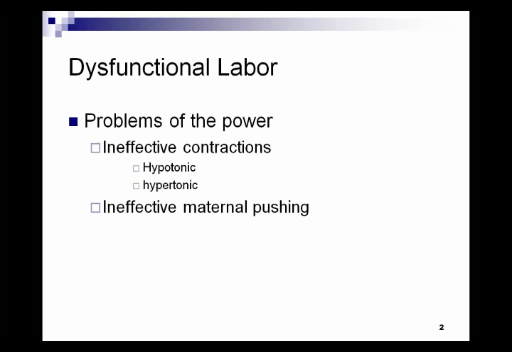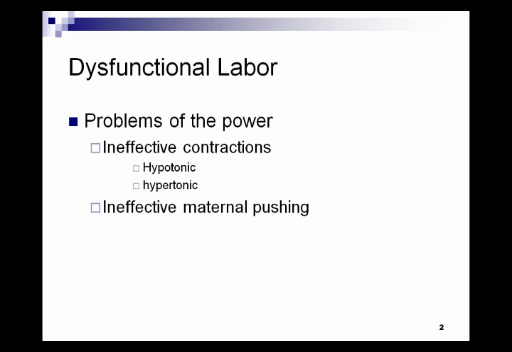What are the problems of power? The powers of labor may not be adequate to expel the fetus because of ineffective contractions. Effective uterine activity is characterized by coordinated contractions that are strong and numerous enough to propel the fetus past the resistance of the woman's bony pelvis and soft tissues. Two patterns of ineffective uterine contractions are hypertonic and hypotonic.